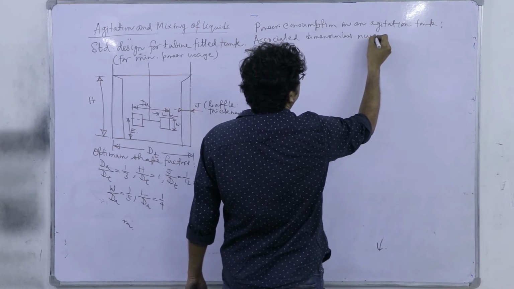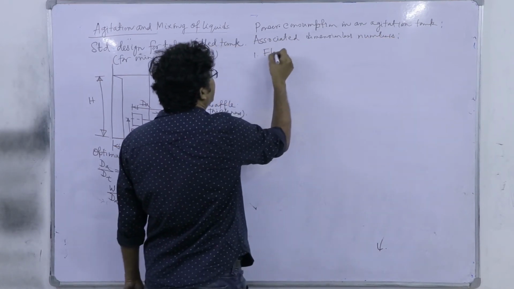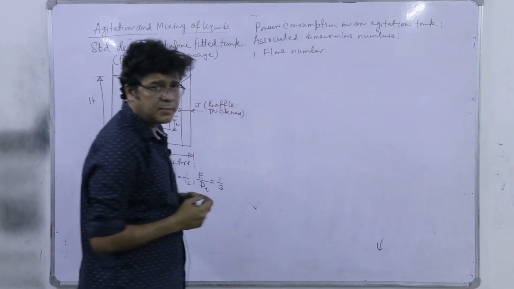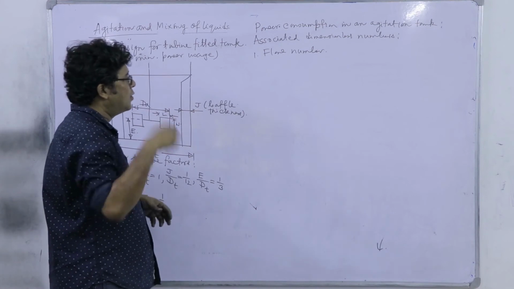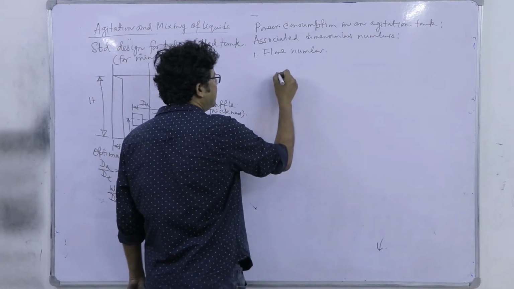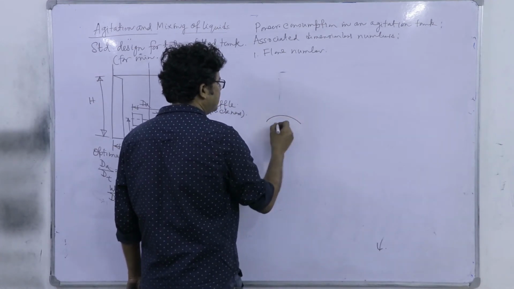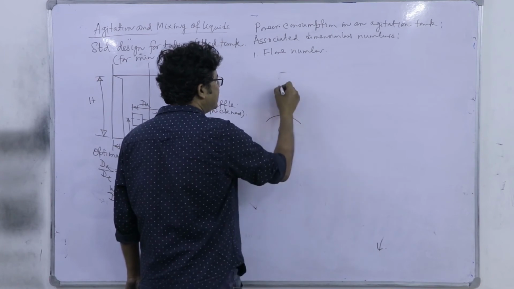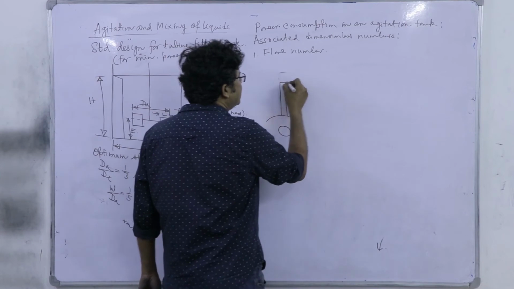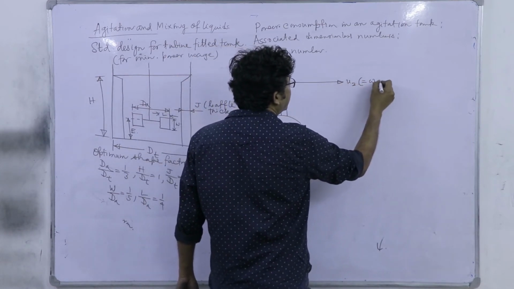numbers we must discuss. So, first one is flow number. In power calculation, these numbers play an important role. So, what is a flow number? You see, if I think of an agitator from a top view, this is the extension, this is the shaft, this is the turbine blade, right. Here we have a tangential velocity u2, which is omega into r2.